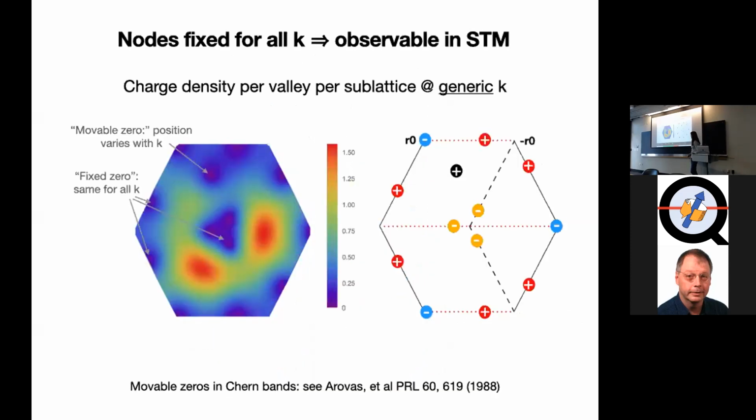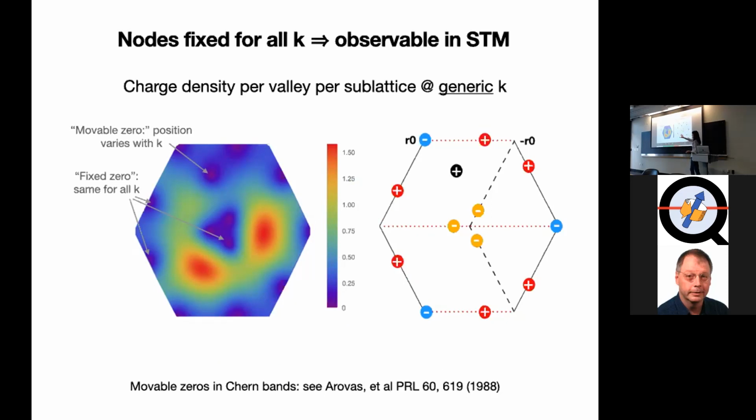So the other thing that I wanted to say is that I mentioned these nodes, which are places where the wave function vanishes exactly. And we can actually understand these in a little bit more detail. I was previously showing the wave function charge density at the capital K point, but we can look at wave functions at every K point and plot them all in real space. So this is an example of the charge density for a wave function at a generic K point.